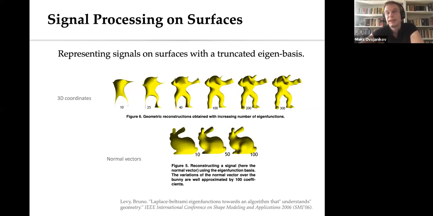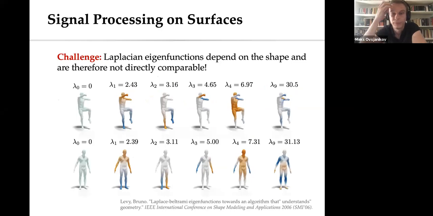So this is really inspiring to me because I thought, okay, so these basis functions, somehow they encode geometry, but there's a problem. And the problem is that basically the Laplacian eigenfunctions, they depend on the shape. And this is good and bad. So it's good because they encode some of the geometry, but it's also bad because if you want to compare shapes, you cannot compare eigenfunctions directly.